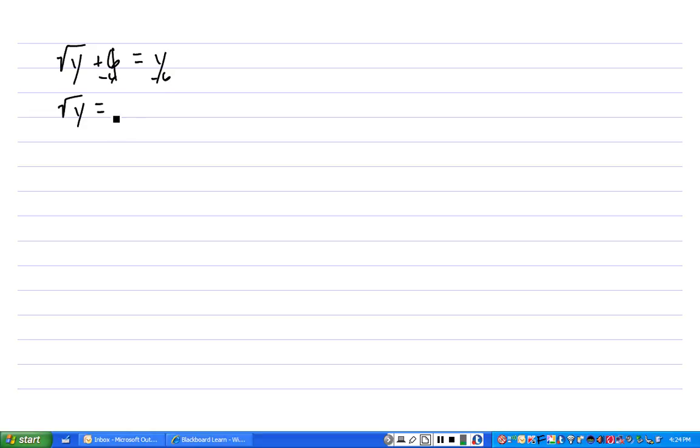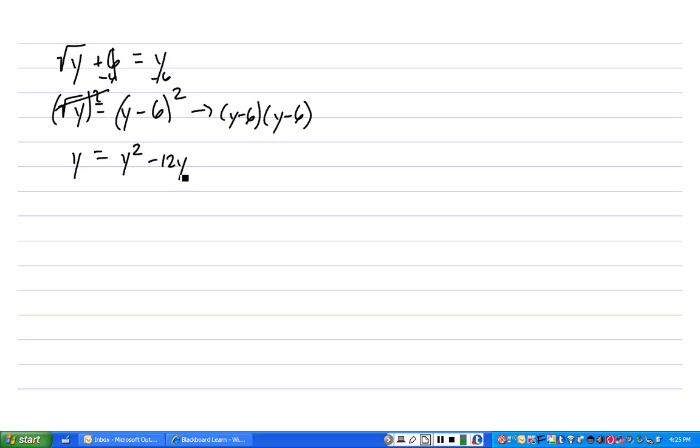Those will cancel, and I have y minus 6 over here. And I want to get rid of the square root, so I take the square. And I take the square. Notice I take the square of the whole side over here because of this. So the square and square root will cancel and just leave me y equals, and this right here will give me y squared, because this is like saying y minus 6 times y minus 6. Alright, so that's y squared minus 12y plus 36 is what you'd have now.